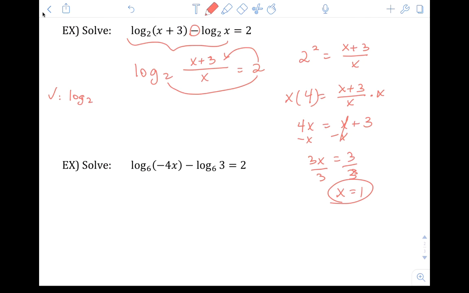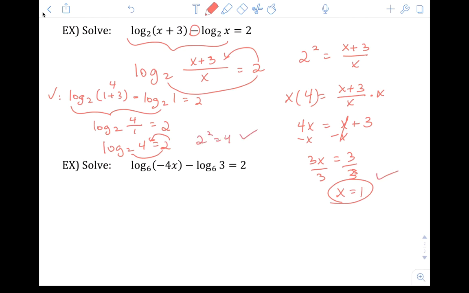Log base 2 of 1 plus 3 minus log base 2 of 1 is supposed to equal 2. Well, clearly that's a 4. When I condense those to one logarithm, I have log base 2 of 4 over 1 is supposed to equal 2. So is, in fact, log base 2 of 4 equal to 2? Well, is 2 to the second equal to 4? Yes, it is. 1 is our winner.